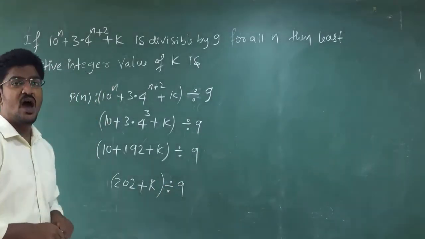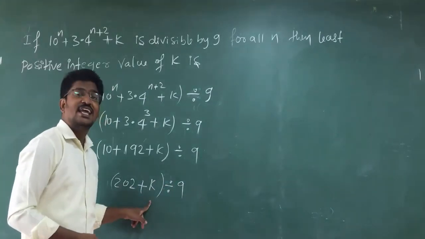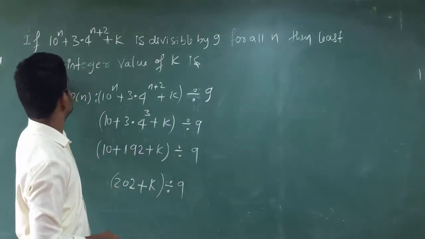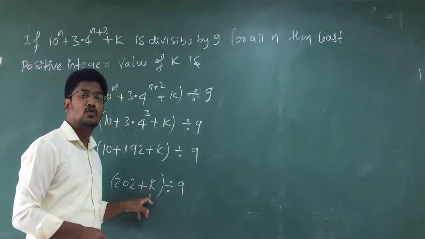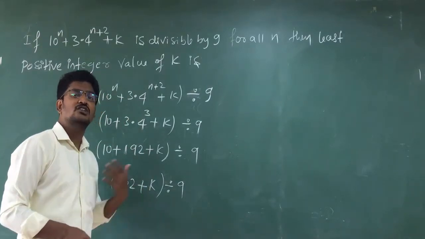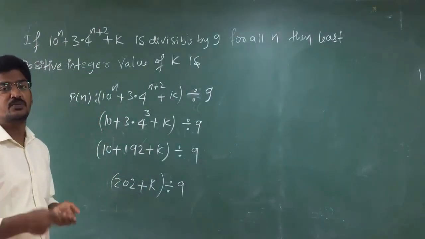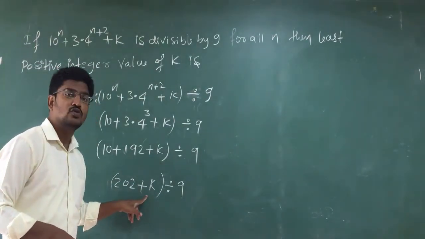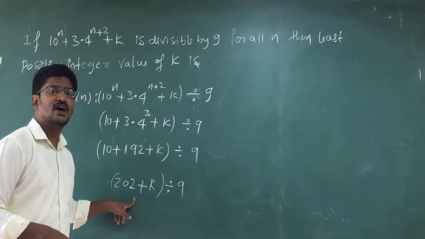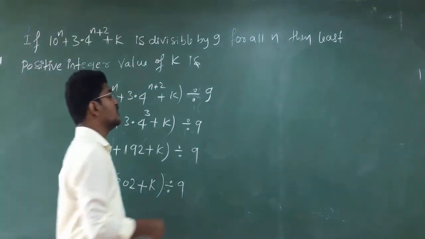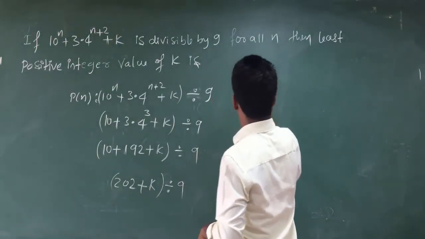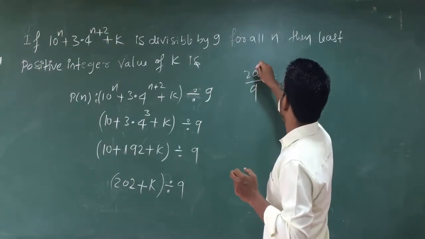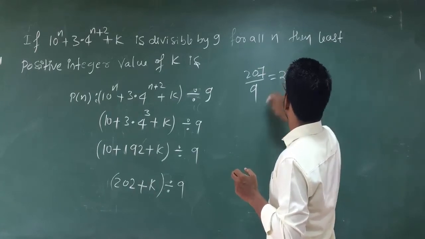Now use the trial and error method. Trial and error method means put k equal to 1. They are asking for a positive integer, so no problem. Put k equal to 1, 2, 3, 4, and so on, and go on checking as early as possible. Put 1, 203 is not divisible by 9. Put 2, 204 is not divisible by 9. Put 5, it will be equal to 207. That will be divisible by 9. It will be equal to 9 into 23.